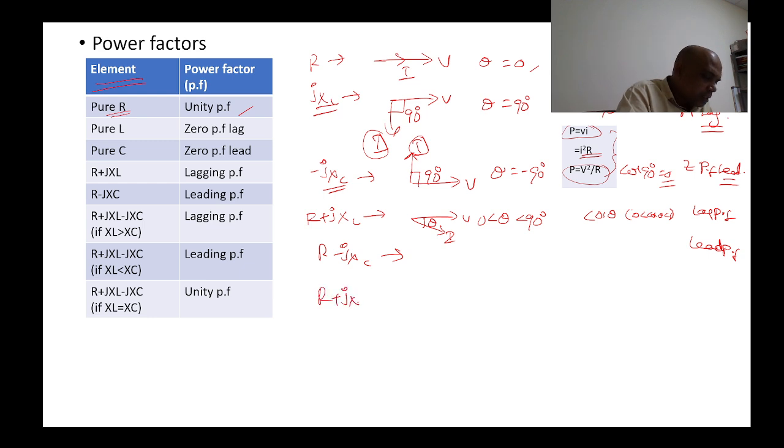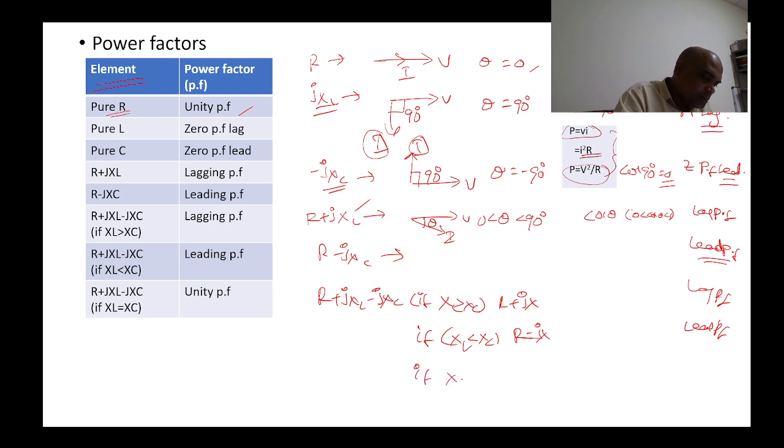Suppose you take the combination XL minus XC. If XL is greater than XC, the result is positive. So R plus jX is nothing but this one, a lagging power factor. Suppose XL is less than XC, which means XC is dominating, so the resultant is negative. Negative means it looks like a resistance and capacitor combination, a leading power factor.